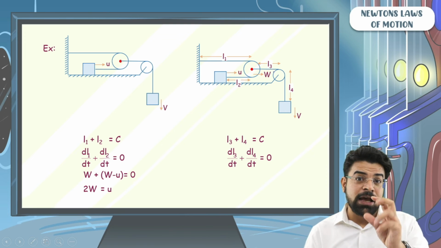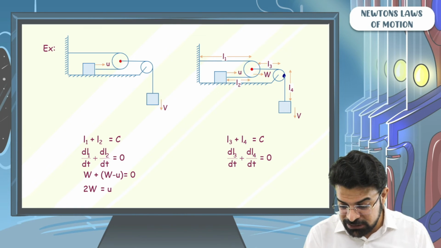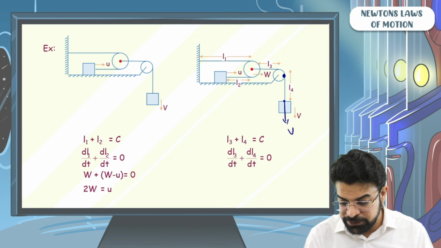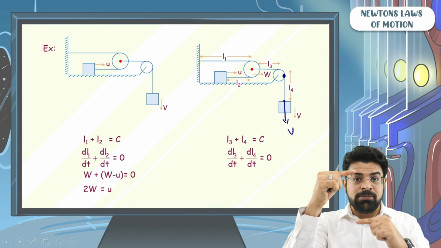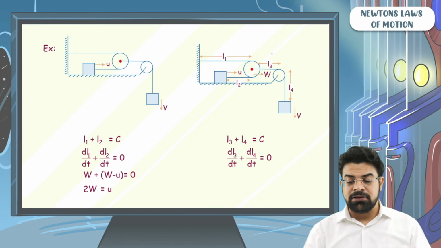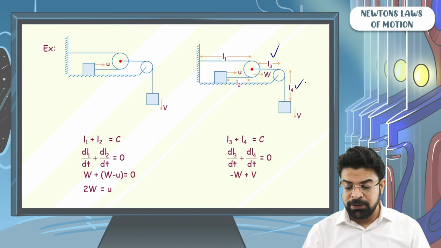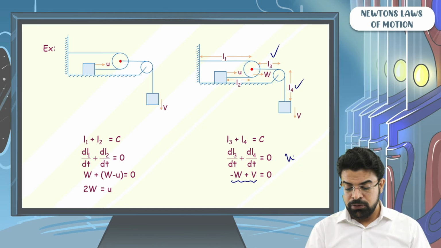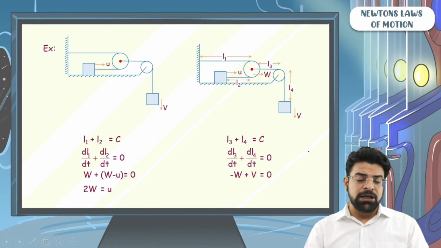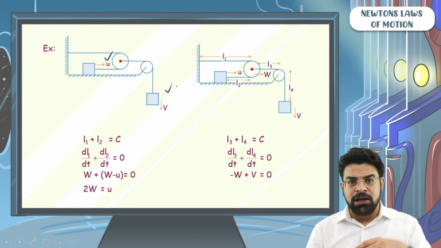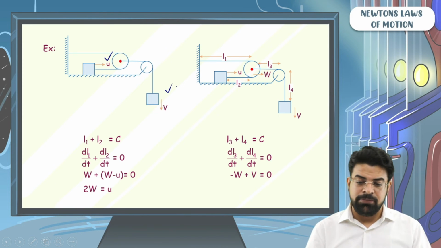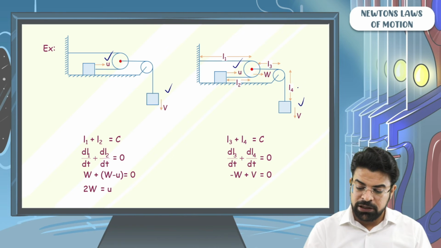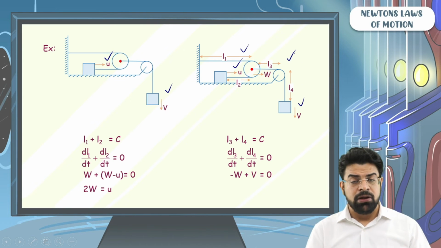What about dl4 by dt? This end is fixed, this end goes down with a speed V, so dl4 by dt will be plus V. So we write dl3 by dt as minus W and dl4 by dt as plus V, so minus W plus V equals 0, or we can say W equals V. Our mission was to find the relationship between U and V. We just incorporated W to create a relationship between U and V using both the string constraints.